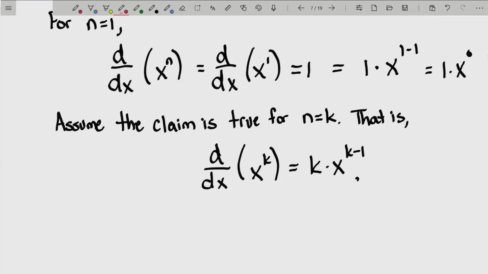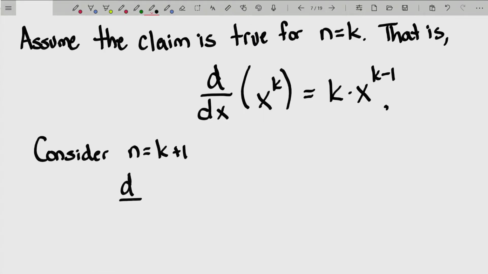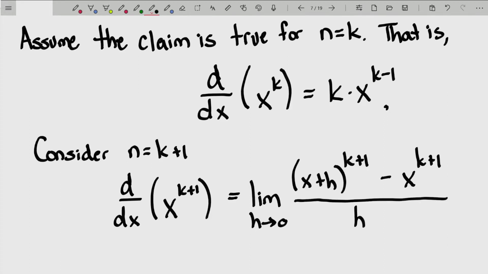So we have assumed the claim is true for n equals k. That is, the derivative of x to the k is k times x to the k minus 1. Great. Consider n equals k plus 1. That is, we're going to consider the derivative with respect to x of x to the k plus first power. All right. Now, what you want to do in this argument is use your induction hypothesis, your assumption here. But we'll see if we can do that.